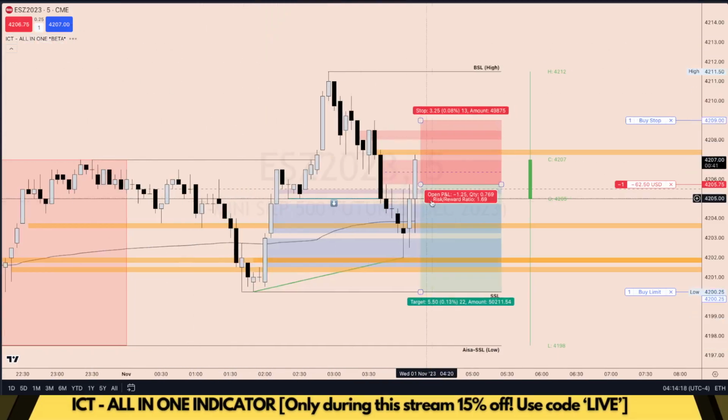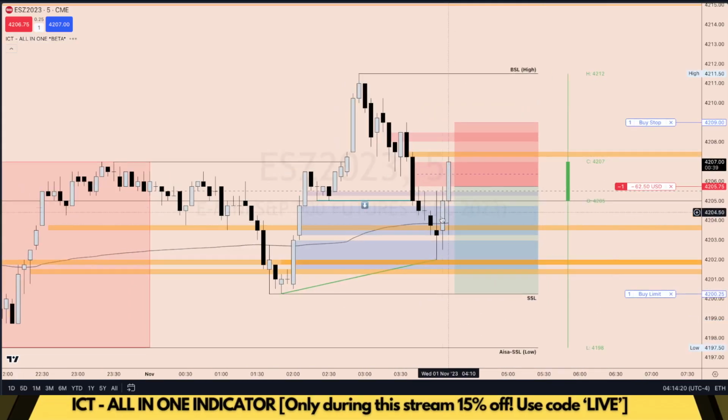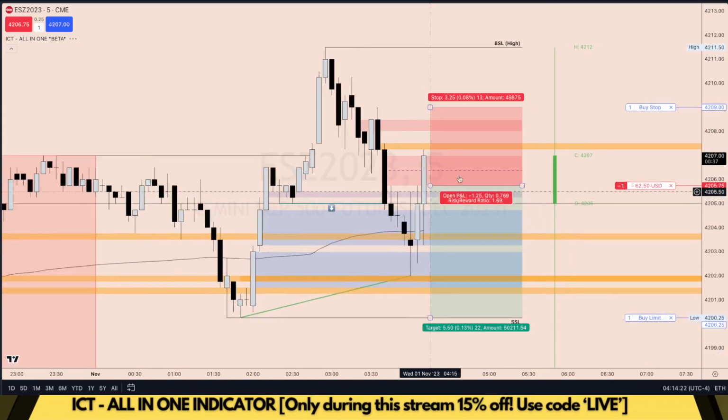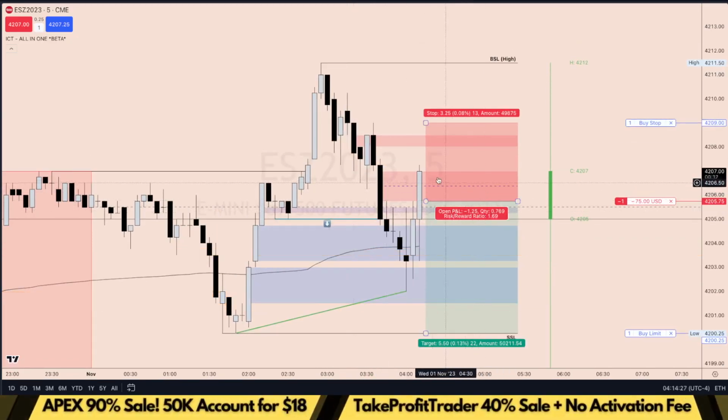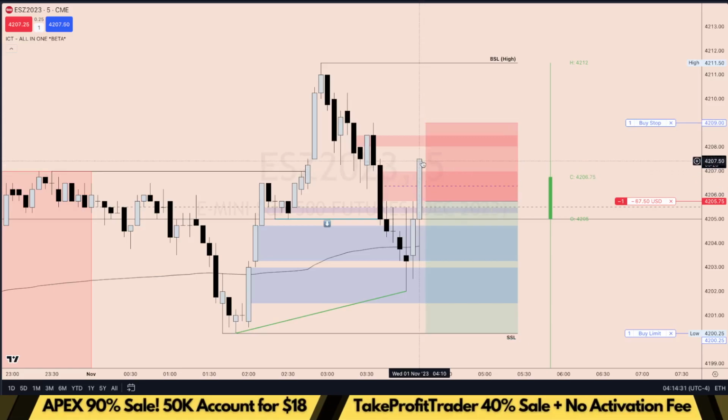Get rid of the volume imbalances for now. So we already filled this entire inefficiency. And like I said, what I wouldn't like to see is a close above or a strong push like this, because that would sort of confirm the long for me more than the short.